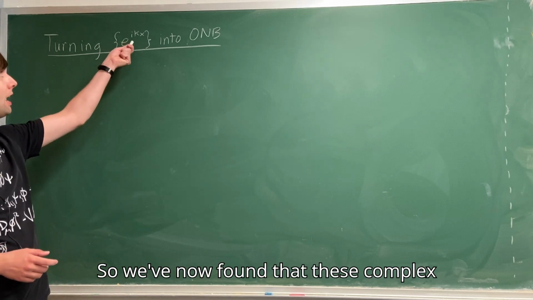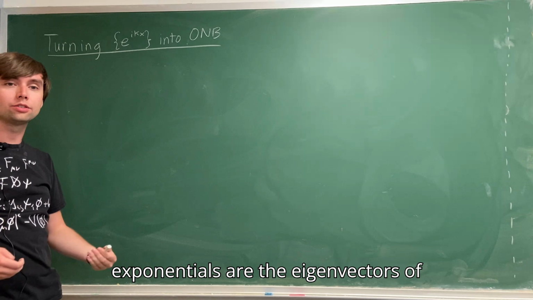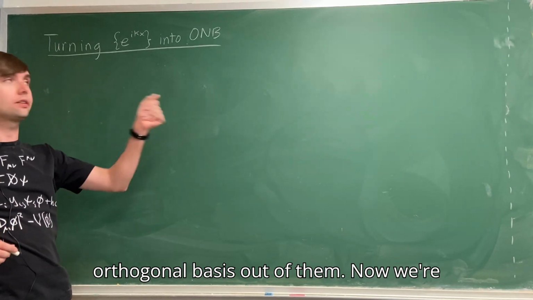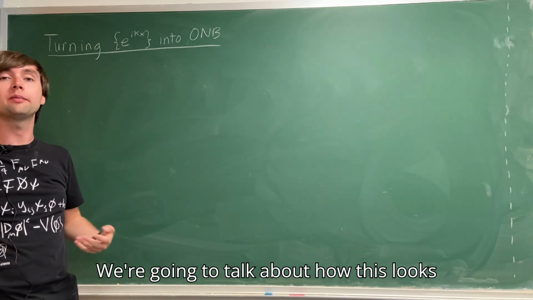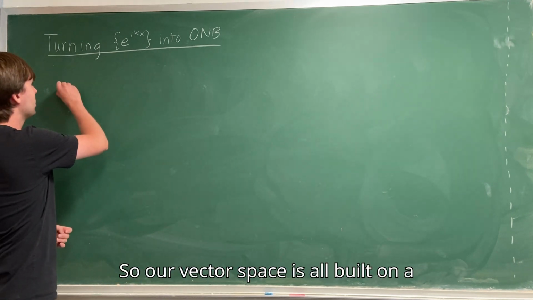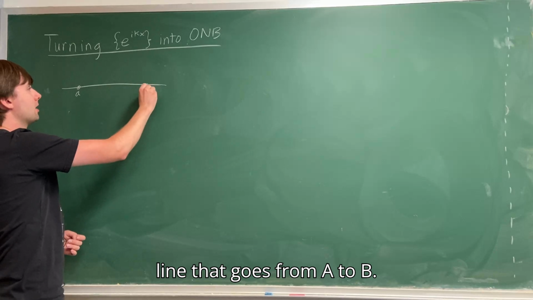So we've now found that these complex exponentials are the eigenvectors of a Hermitian operator. We get to build an orthogonal basis out of them. Now we're going to make this an orthonormal basis. We're going to talk about how this looks in practice and how to normalize them. So our vector space is all built on a line that goes from A to B.